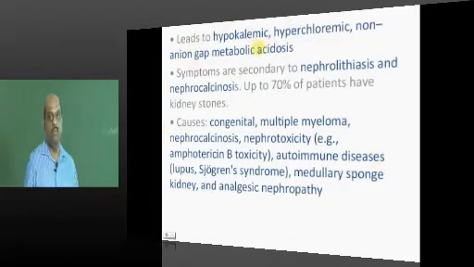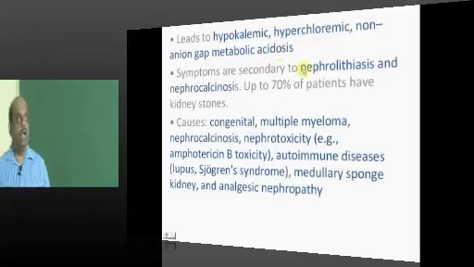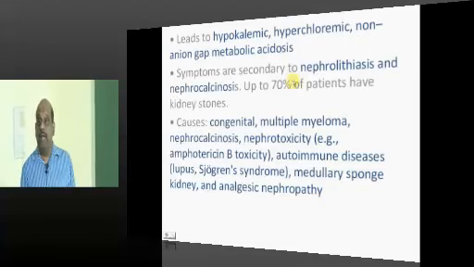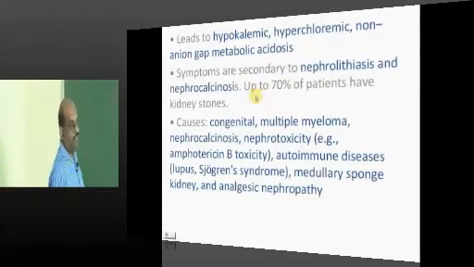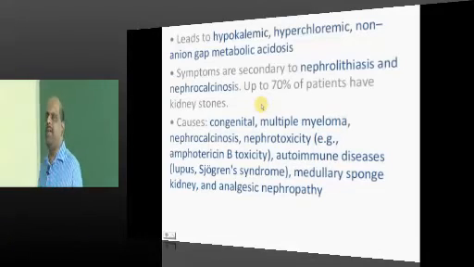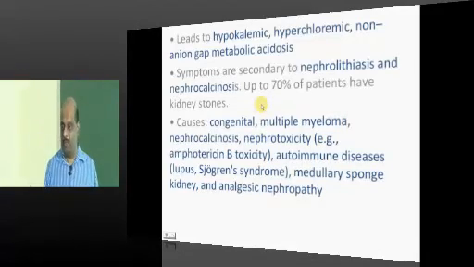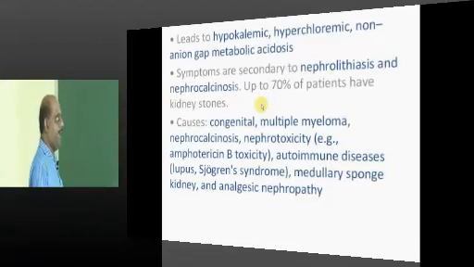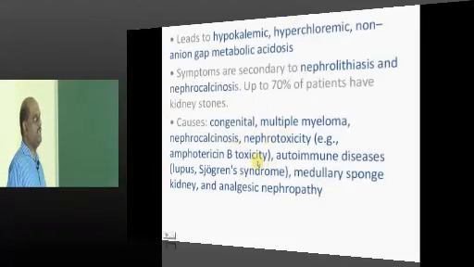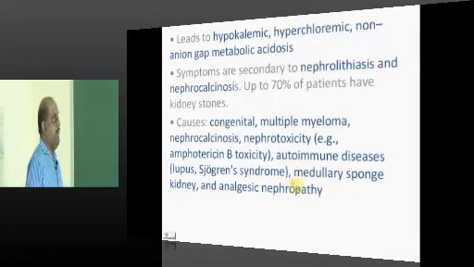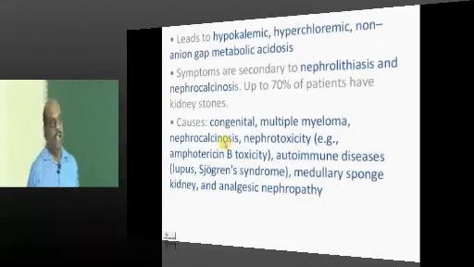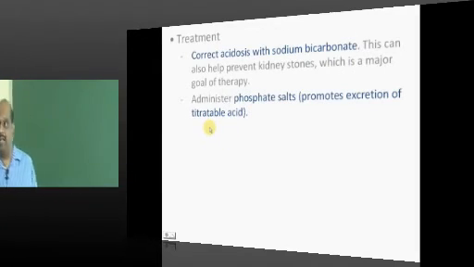So that is the way you recognize it. Now, they will develop hypokalemia, hyperchloremia, non-anion gap metabolic acidosis with nephrocalcinosis and nephrolithiasis. Now tell me, doctor, what makes distal tubules get damaged, so they forget their ability to secrete H plus ions? The underlying cause can be congenital, multiple myeloma, nephrocalcinosis, nephrotoxicity, medullary sponge disease, or analgesic nephropathy. Any of them can lead to a distal RTA, which is called type 1 RTA.